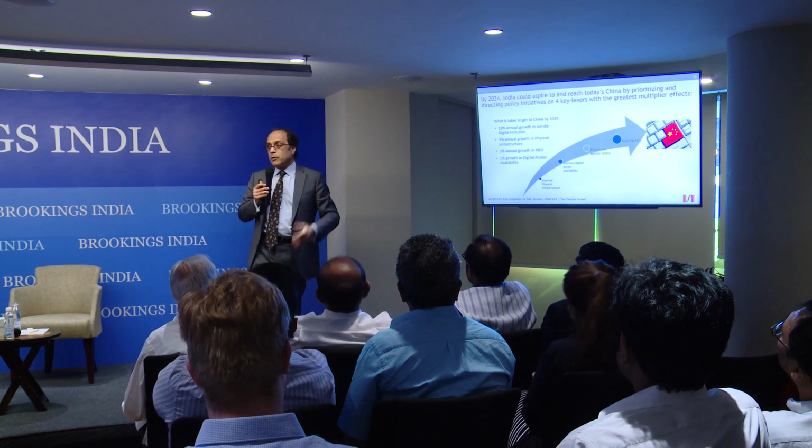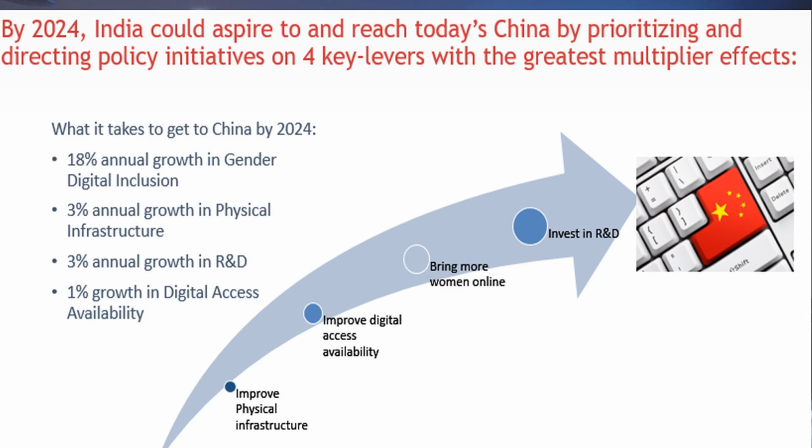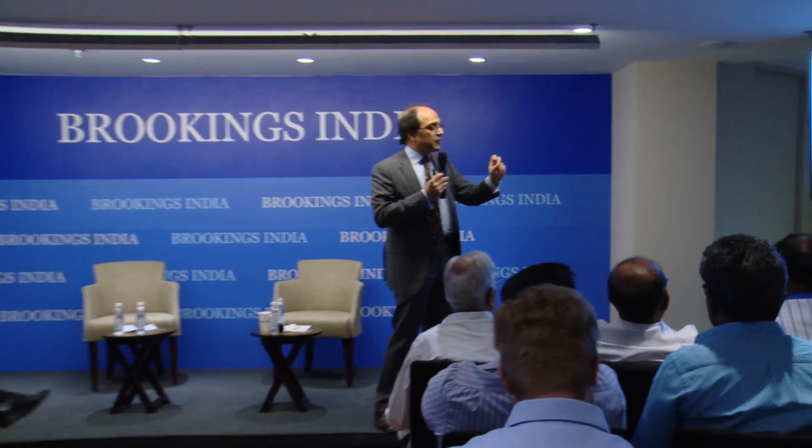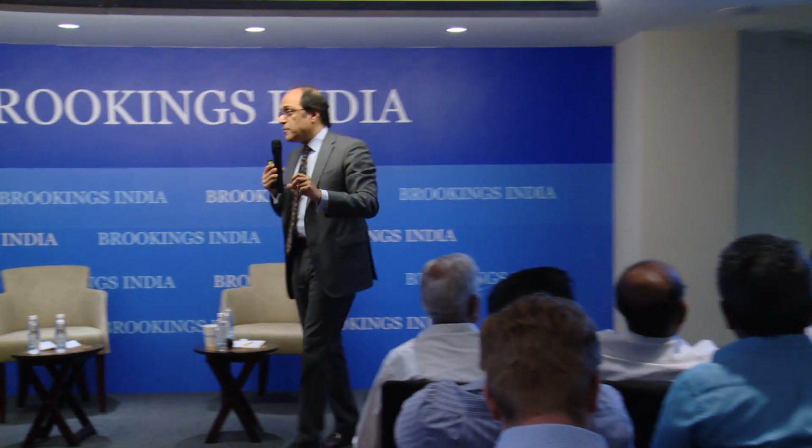I could come up with a scenario. I can ask the question, what does it take to get to China by 2024? And I can reverse engineer how much growth I need in individual parameters. So specifically, 18% annual growth in our measure of digital inclusion, 3% annual growth in physical infrastructure, 3% annual growth in R&D, and a modicum of growth in digital access. You'll get to China in 2024.